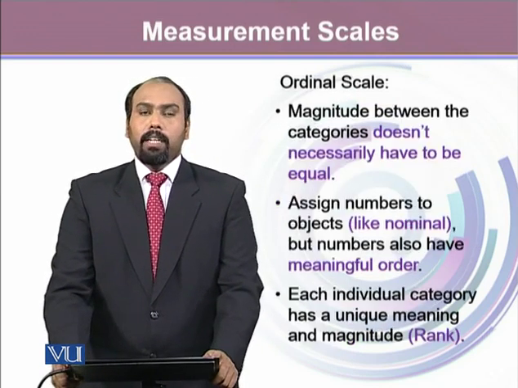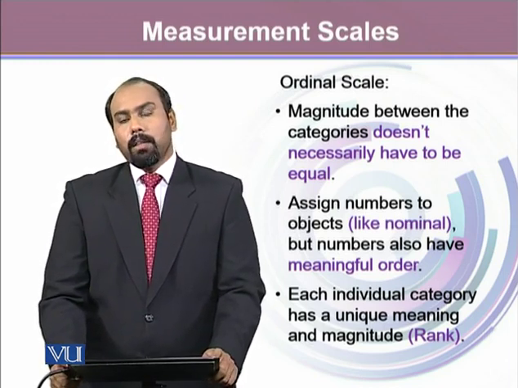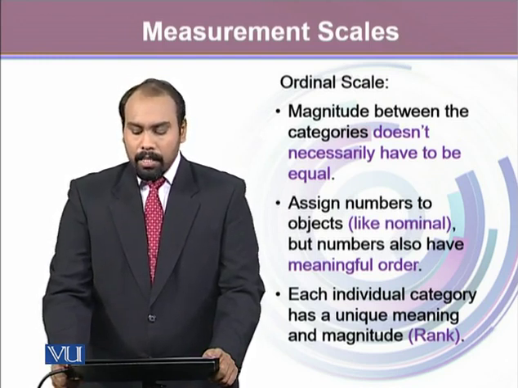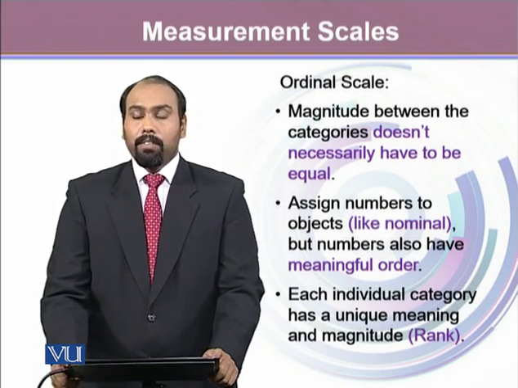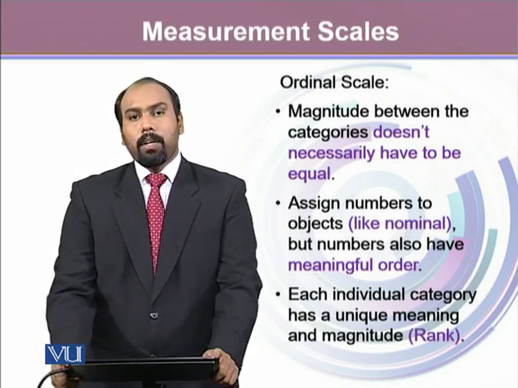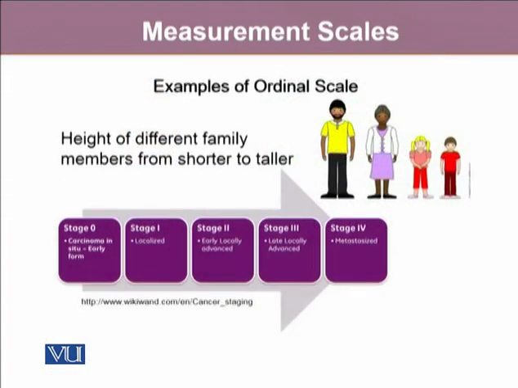The magnitude between 2 categories does not necessarily have to be equal. Similarly, these numbers which are assigned have a certain meaningful order. And each individual category has a unique meaning and magnitude, which is represented by its rank. A few examples of ordinal scale are height of different family members from shorter to taller, where a son is the shortest and the father in a family is the tallest.